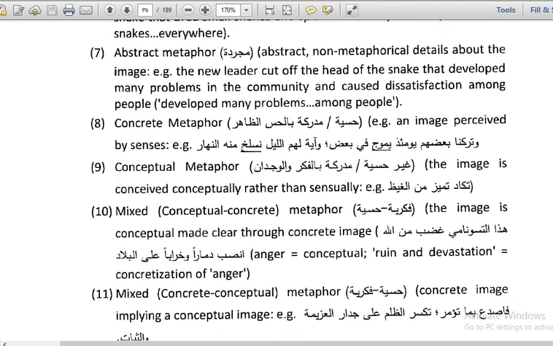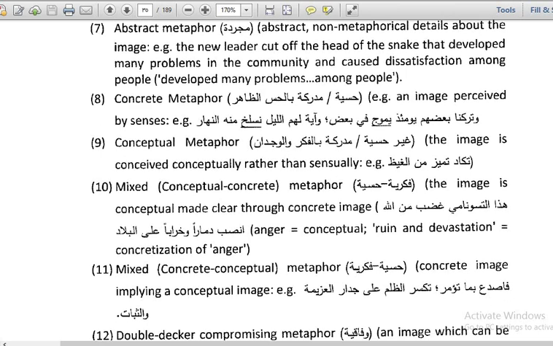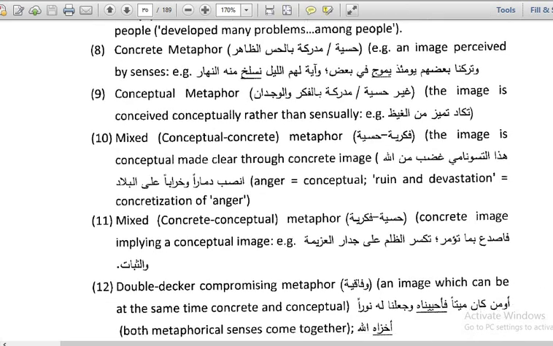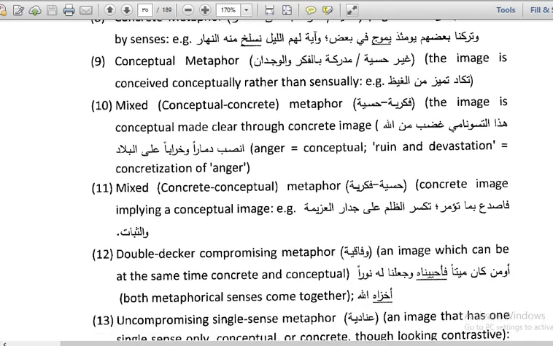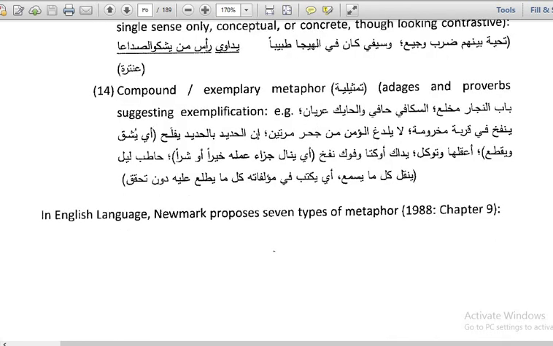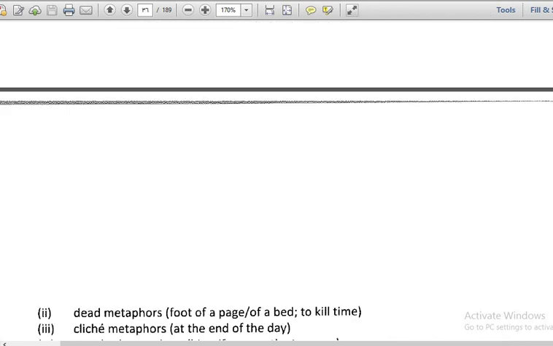Abstract metaphor. Abstract, non-metaphorical details about the image. For example, the new leader cut off the head of the snake that developed many problems in the community and caused dissatisfaction among people. So, as you can see, there are several sorts of metaphors and examples included.